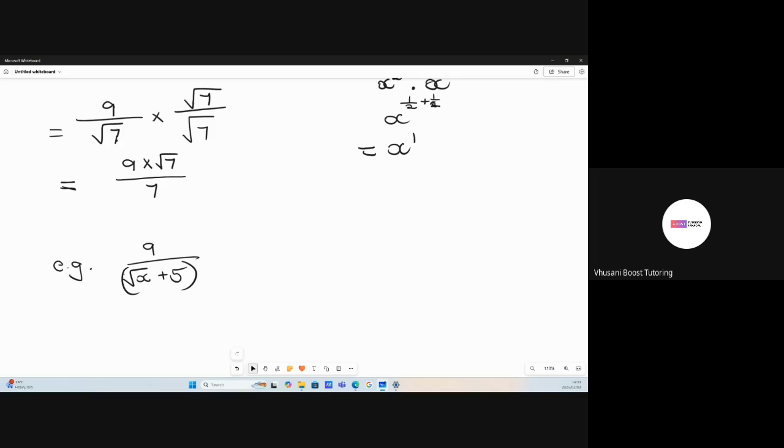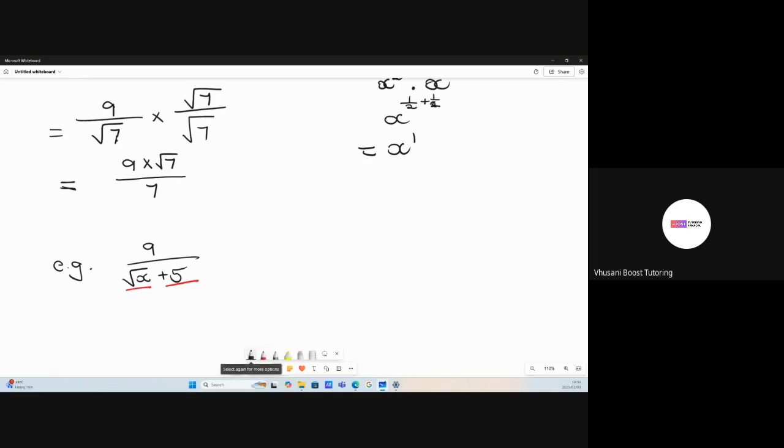So how do we do these types, and how do you know that it's a conjugate type of rationalizing the denominator? You will see that in the denominator you will have 2 terms. The moment you have 2 terms in the denominator, this is not 1 term. If it was 1 term, this whole square root would cover the plus 5 as well. So if you see that there are 2 terms in the denominator, then it needs to click to you that, no, I need to do the conjugate part of rationalizing the denominator.